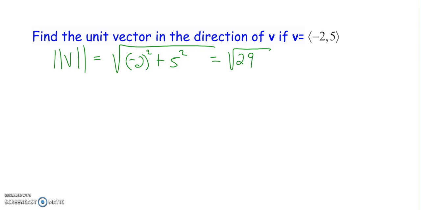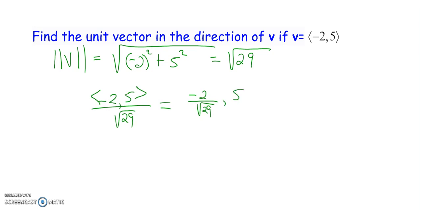And if I want the unit vector here, I just take my current vector, ⟨-2, 5⟩, and I'm going to divide it by the square root of 29. All right, now when I do that, both terms, the negative 2 gets divided by the square root of 29, because again, scalar multiplication goes to both of them, and the 5 gets divided by the square root of 29.